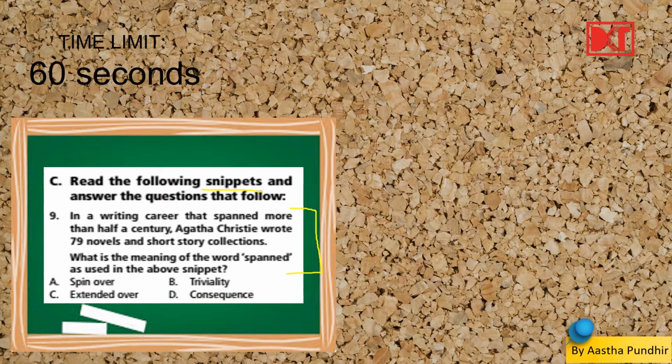Let's see. In a writing career that spanned more than half a century, Agatha Christie wrote 79 novels and short story collections. What is the meaning of the word spanned? Spin over, triviality, extended over, or consequence? It's pretty easy. The answer is C, extended over. In a writing career that spanned more than half a century, which means her writing career was about more than half a century. So it extended over more than half a century. All right.